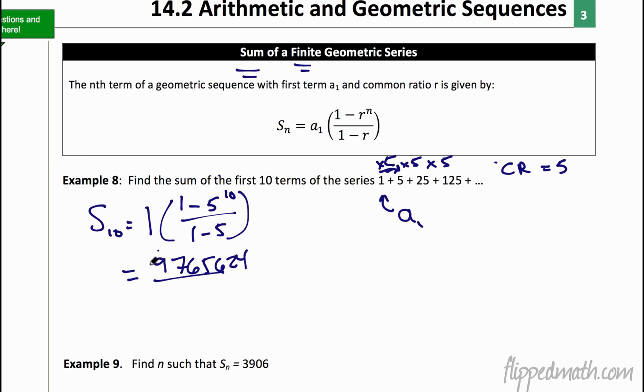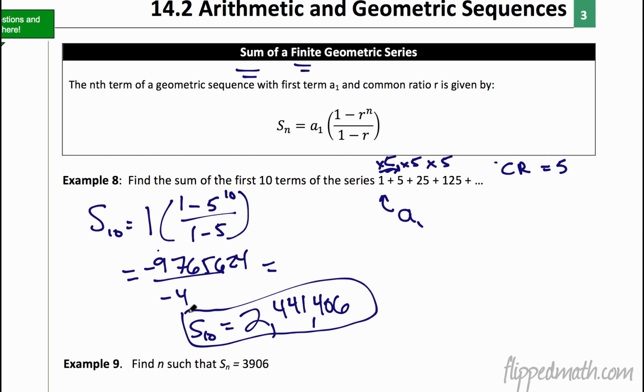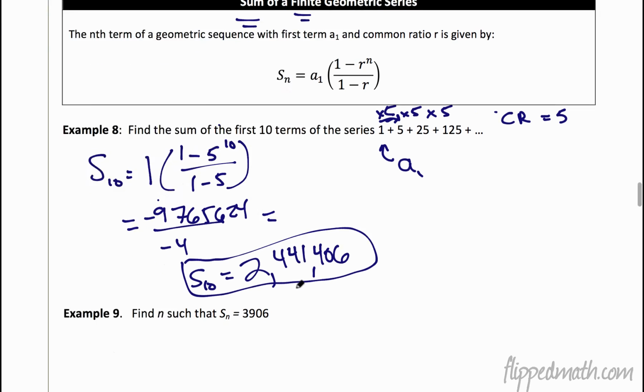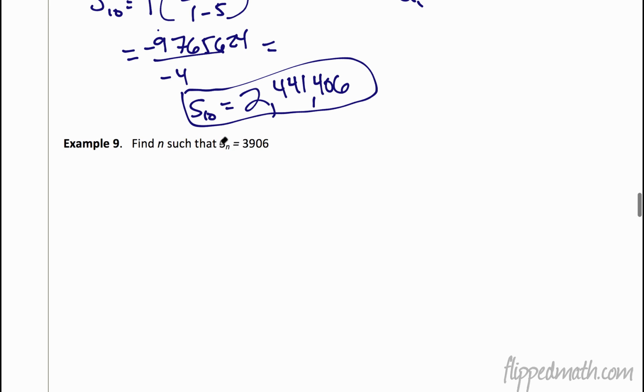9,765,624, and that's going to be negative when you subtract there, and that's all over -4. When you work it all out, we get 2,441,406, and that is the sum of the first 10 terms. Easy enough. Hey, we got one more example to do, and we're all done. Find n such that the sum of n equals 3,906. Well, this is a little bit more tricky.